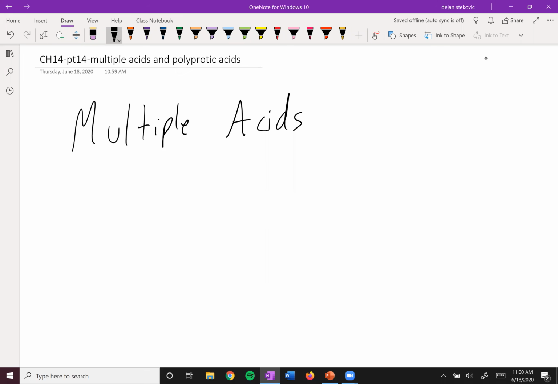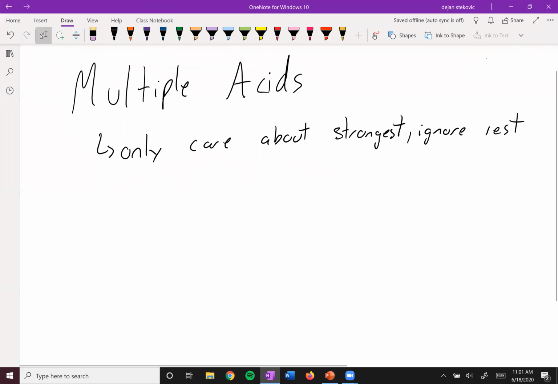All right, so what if you were asked a question: what's the pH of a mixture of acids, a solution that has multiple different acids? This might seem like a pretty tough problem, but it actually ends up being very simple, due to the magnitude of things. When you have multiple acids, you only care about the strongest, and you just ignore the rest. So you're only going to care about the strongest acid.